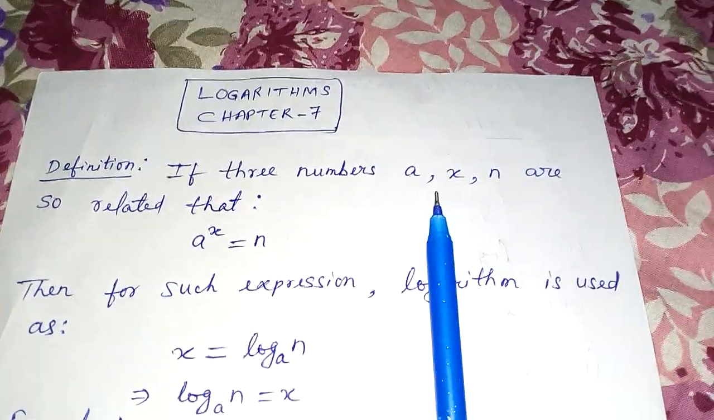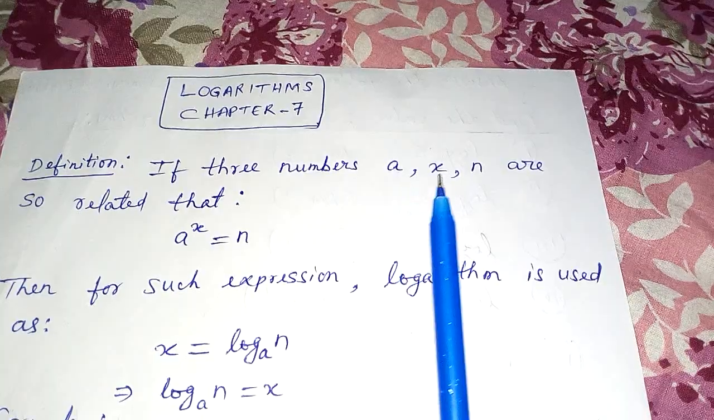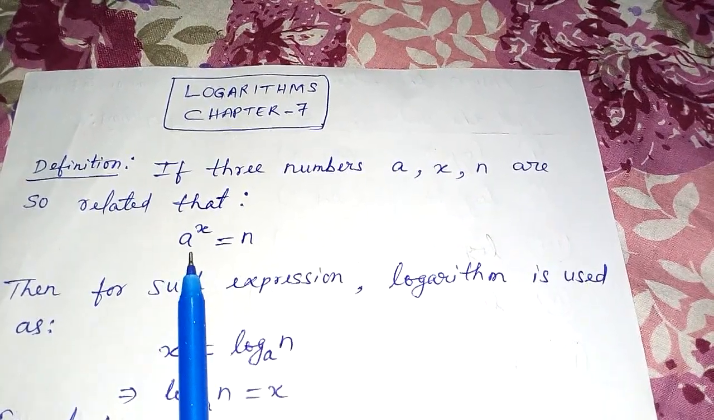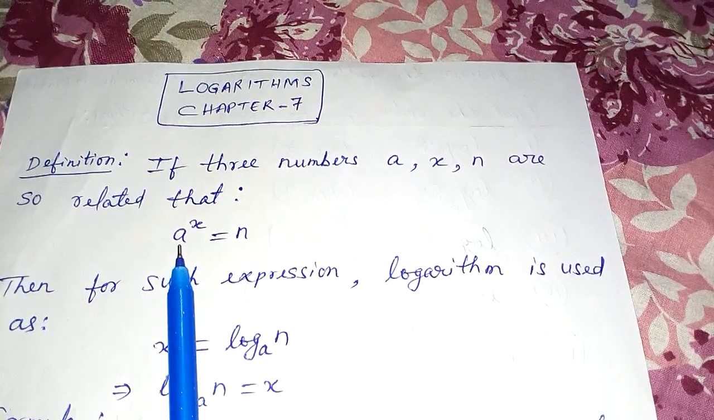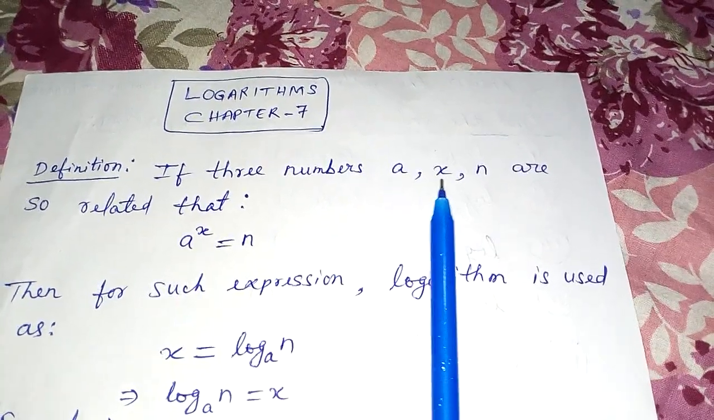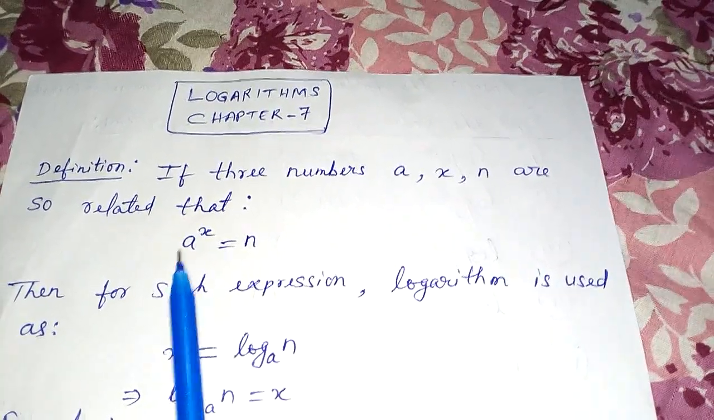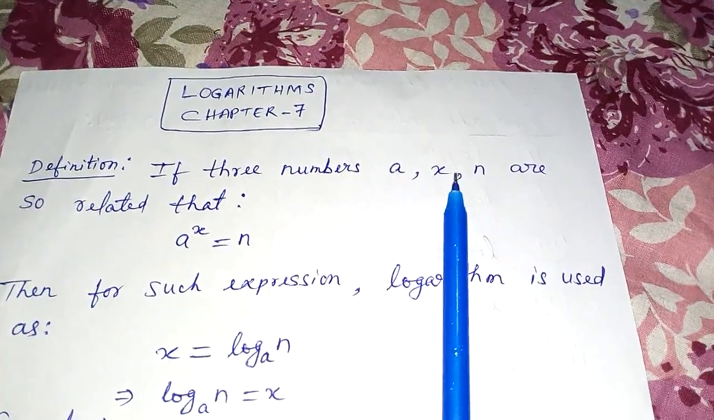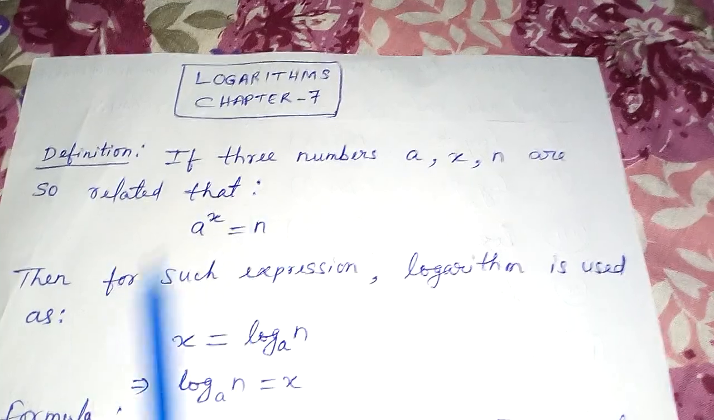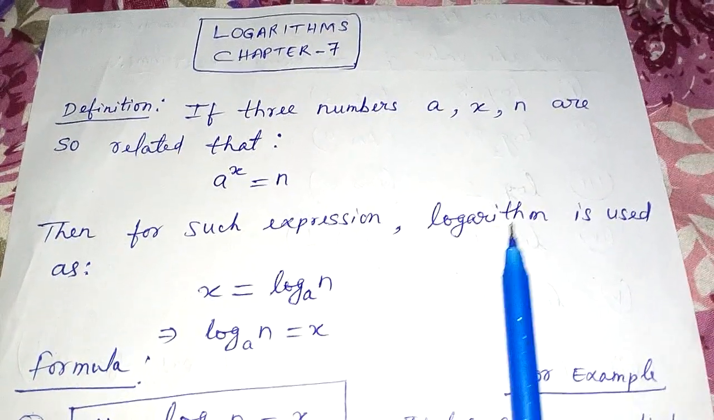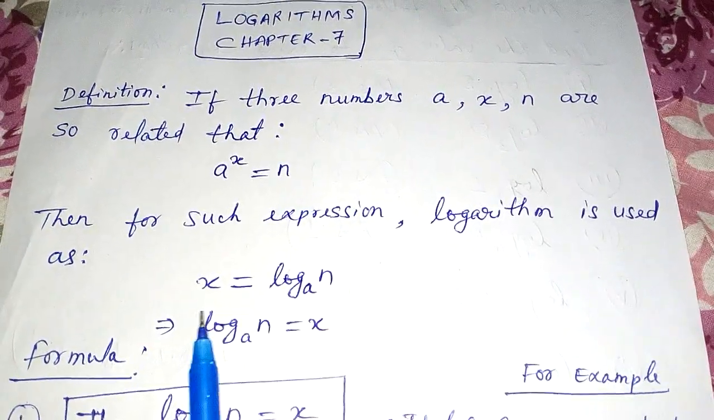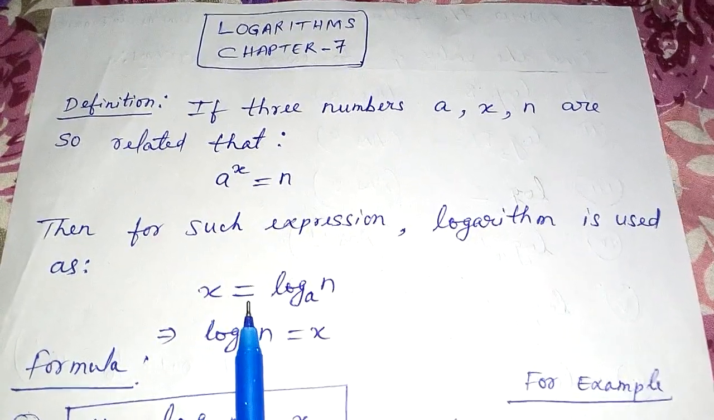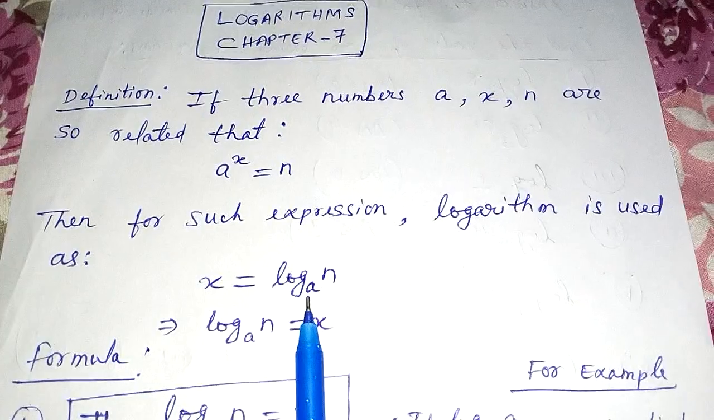Suppose there are three numbers, a, x and n, and suppose they are related this way: a to the power x equal to n. That means x has become the power of a and is equal to n, and for such an expression we have to use logarithm, and then the expression becomes x equal to log n base a.